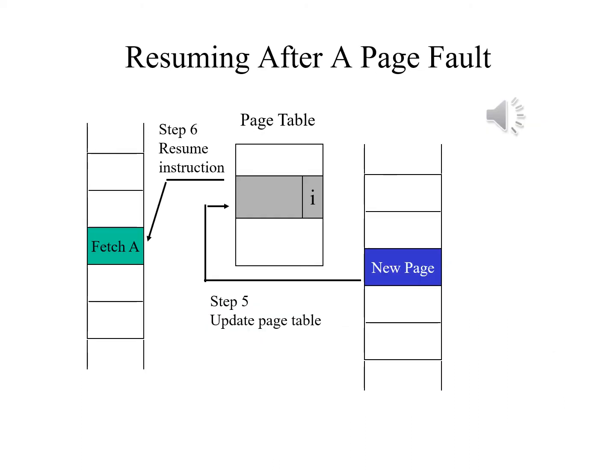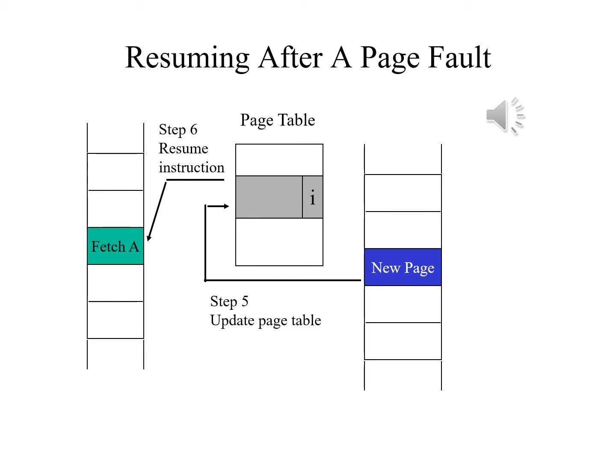After the page is loaded into physical memory, we have to update the page table to show that the page is not invalid and that it is in a particular frame of physical memory. After the page table is updated, the operating system can restore the process and continue by executing the instruction where it left off.